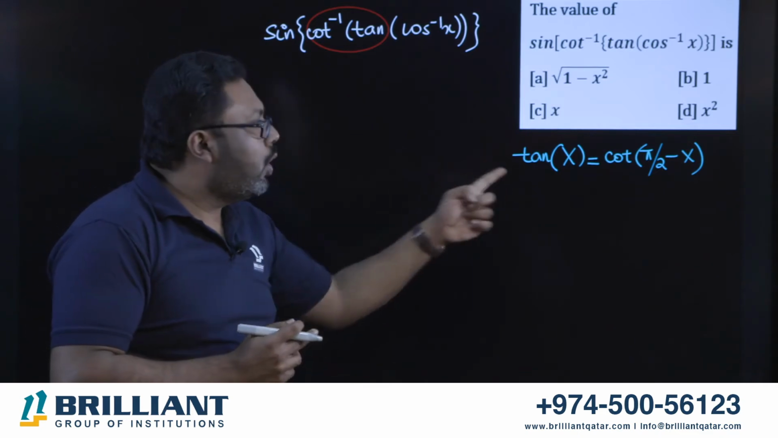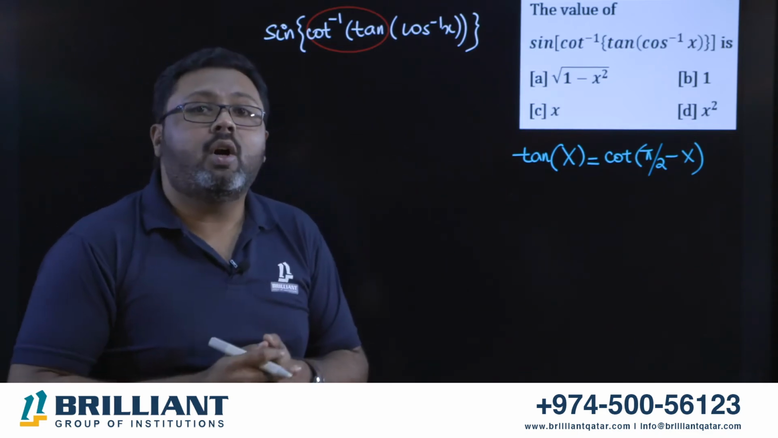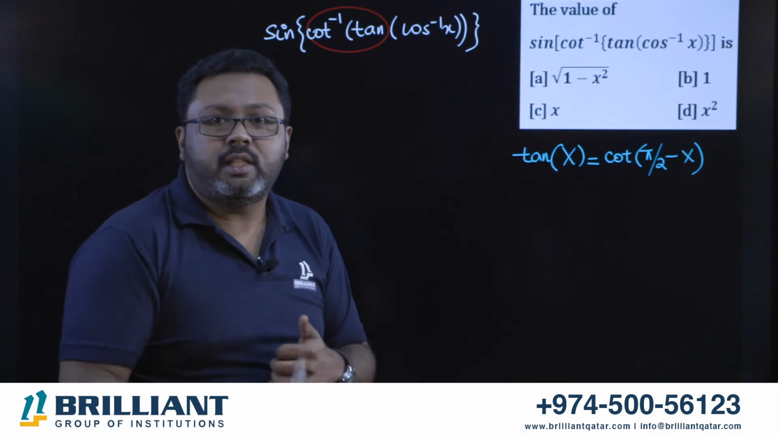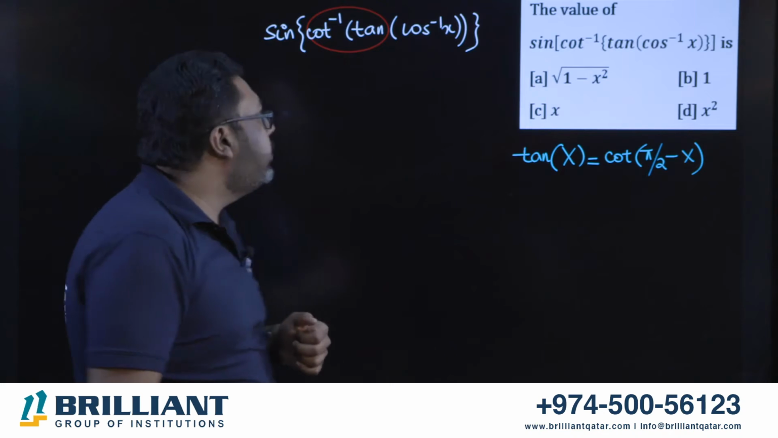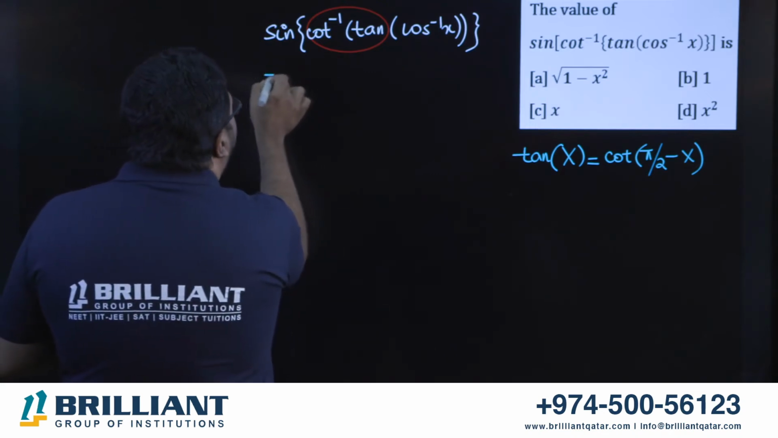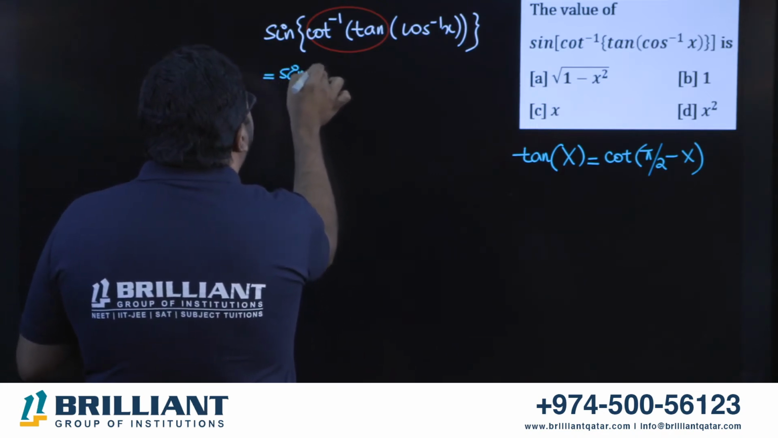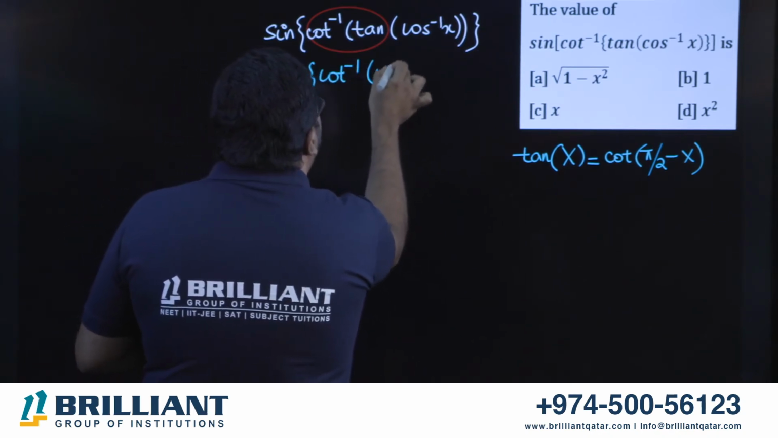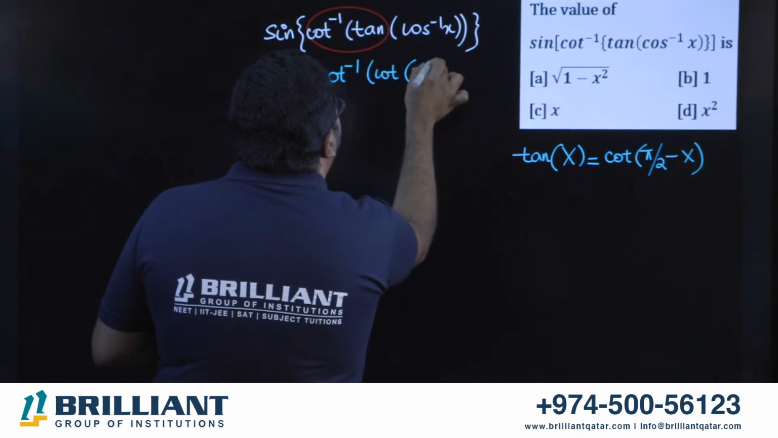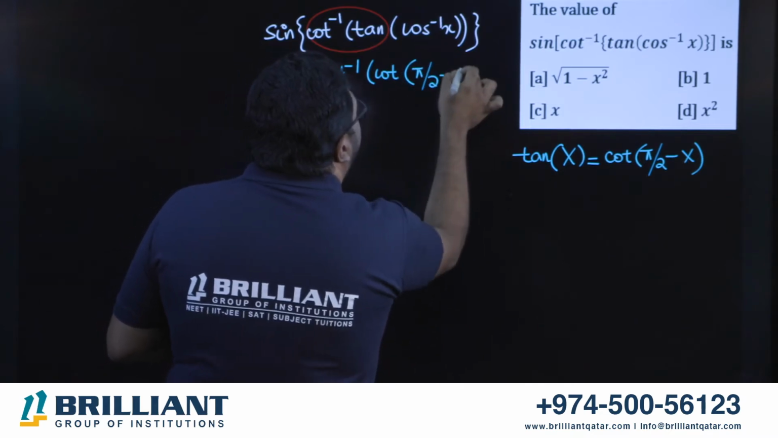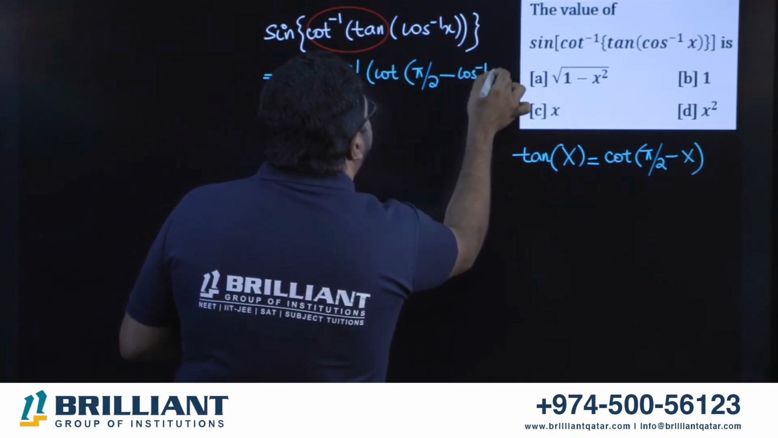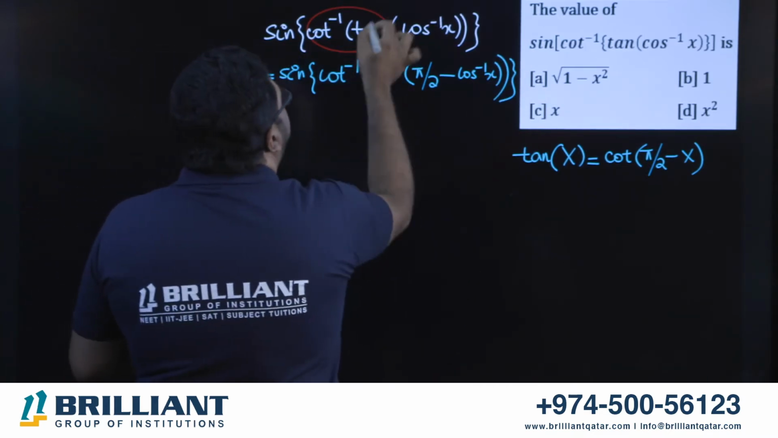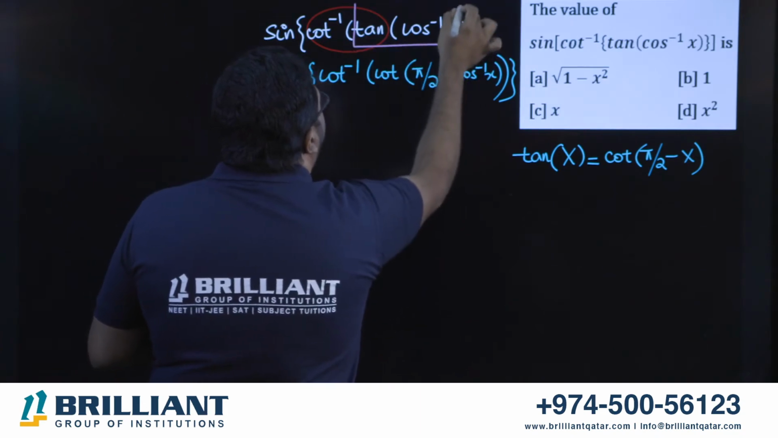Tan x is cot 90 minus x. Tan and cot are complementary angles. So tan x is cot 90 minus x. If I apply that, I can directly convert this middle part as cot of 90 minus x. See, I simply converted this tan x.